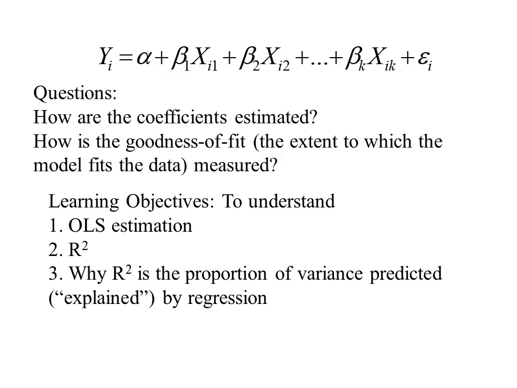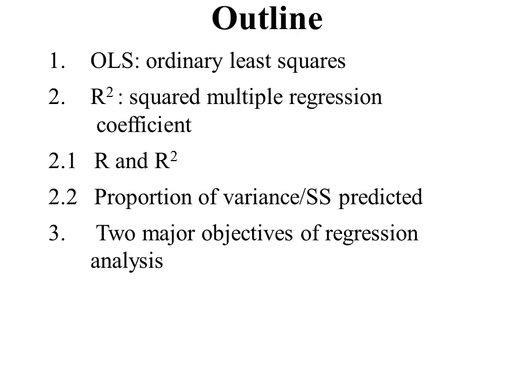In order to study these questions, we will learn about OLS, which is the most widely used method for estimating values of parameters of linear regression models, and R-squared, which is the most widely used measure of goodness of fit of linear regression models to data. R-squared represents the proportion of variance predicted or explained by the regression analysis. We also will study why R-squared is considered so. In this session, first we will study about OLS, ordinary least squares, and then about R-square, that is, squared multiple correlation coefficient. Lastly, two major objectives of regression analysis are discussed in relation to the major topics of this session.